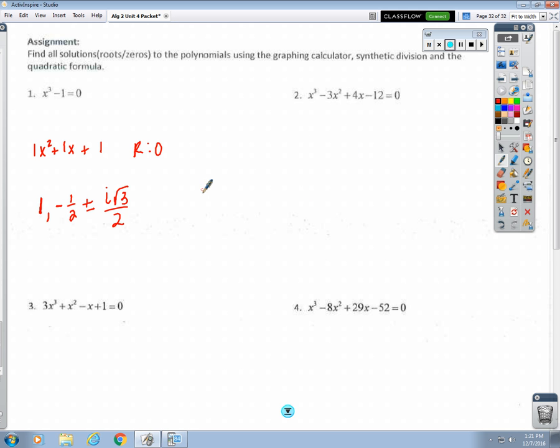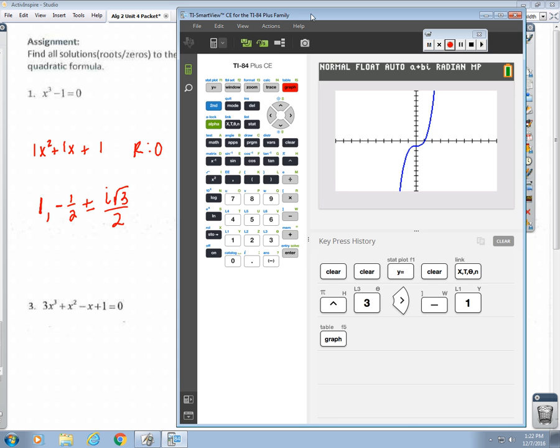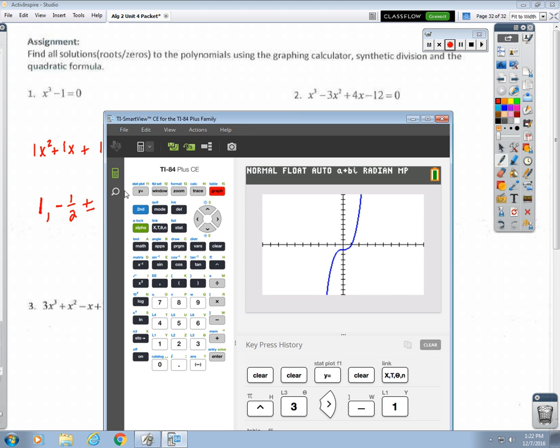My other solutions are imaginary. The first one is negative 1/2 plus i root 3 over 2. And the second one is negative 1/2 minus i root 3 over 2. Okay? So let's look at number 2. The first thing you have to do is find the one real solution. And to find that, all you have to do is graph it. Okay, so we're going to start by graphing this polynomial.